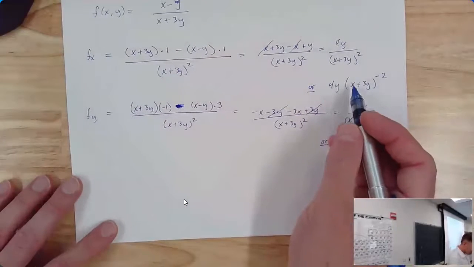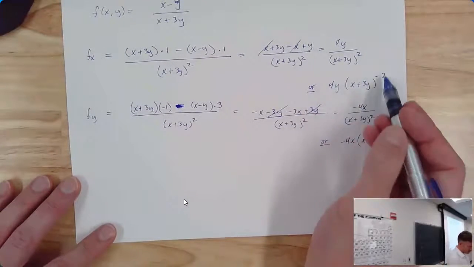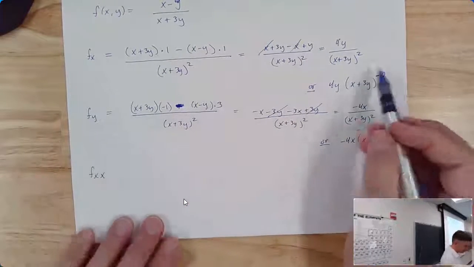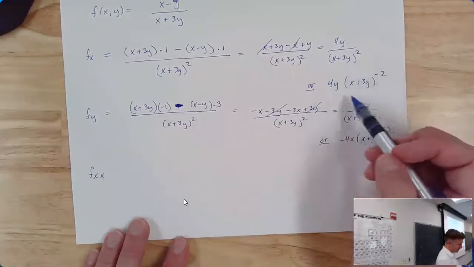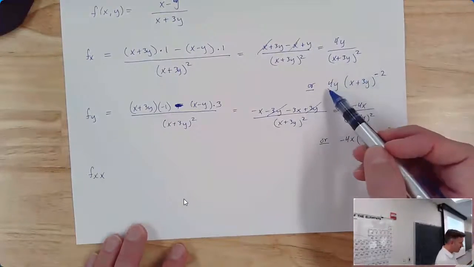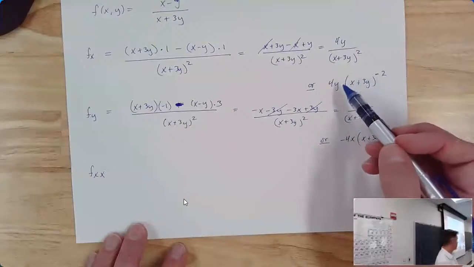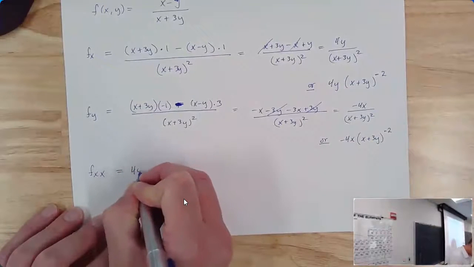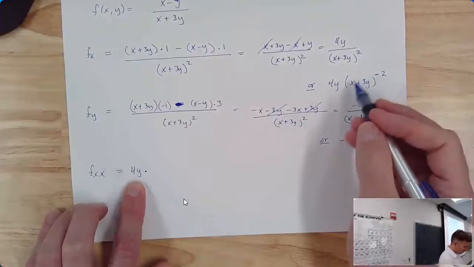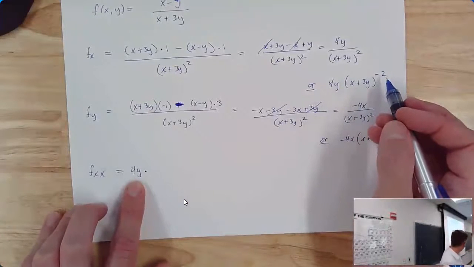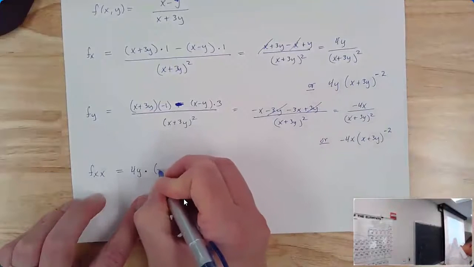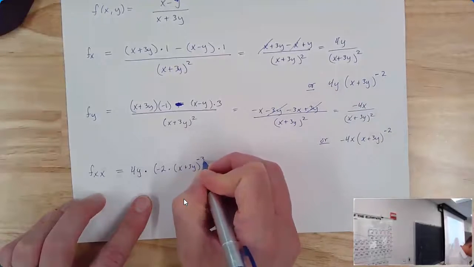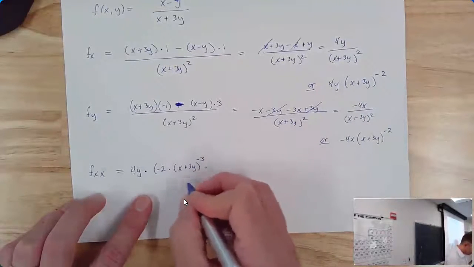So let's go ahead and I think I'm going to write it this way, because if I think about f_x being this, f_xx, if I'm differentiating this with respect to x, I don't really have to think about the 4y. As far as I'm concerned, that 4y is a constant. So for f_xx, that 4y is going to hang out. And then we're going to have the derivative of some stuff to the negative 2nd power. And the derivative of that is going to be negative 2 times our stuff to the negative 3rd power times the derivative of the inside, which is just.